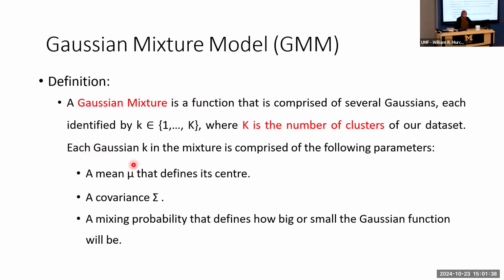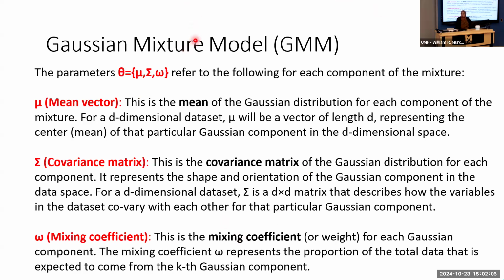Each Gaussian k in the mixture is comprised of the following parameters. For each one we have mainly three, and we are going to go through these parameters in detail. Mu defines the center. There is the covariance matrix, which is sigma. And there is a mixing probability that defines how big or small the function is going to be, okay? Mathematically we note this with omega, which is a set of three parameters: mu, sigma, and theta. So the set has mu, sigma, and theta.